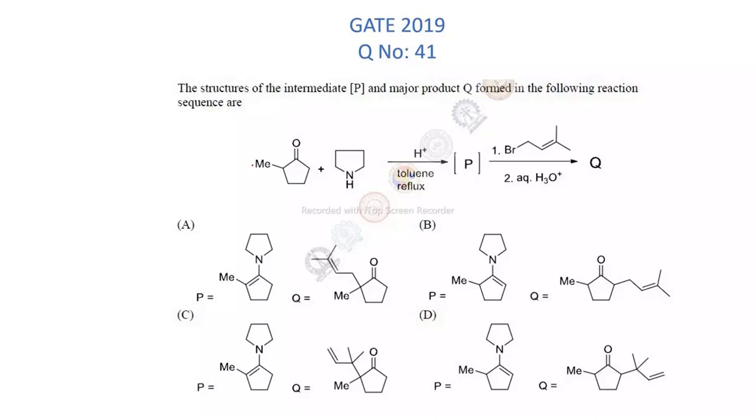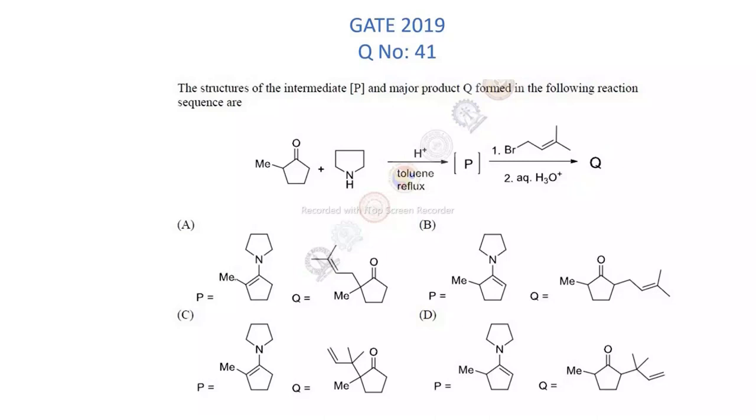Okay. Then following the reaction sequence, there is one ketone and one portion is substituted with a methyl group, and this is a secondary ketone that is refluxed under acidic conditions in the presence of toluene, and we get one intermediate P. That reacts with allyl bromide followed by acidic workup, and we get compound Q. So we have to find which option is correct. For that there are four options.